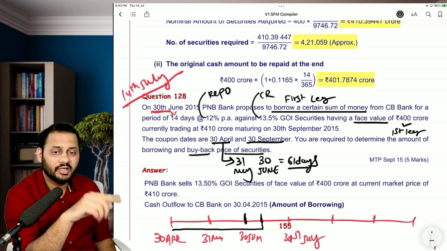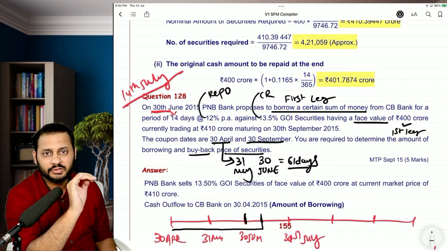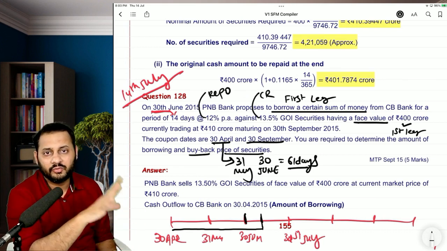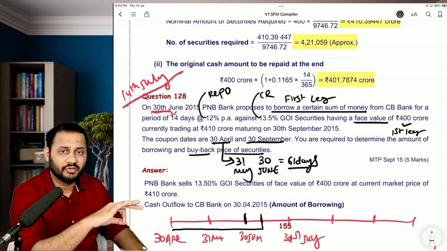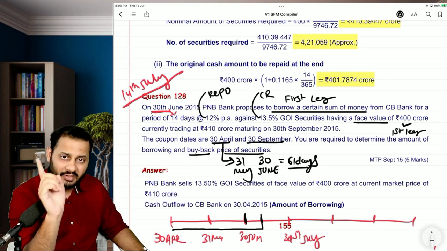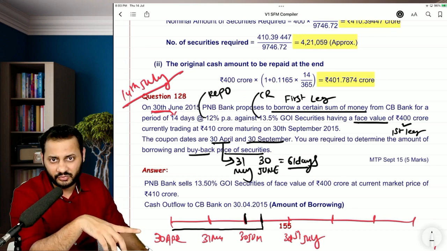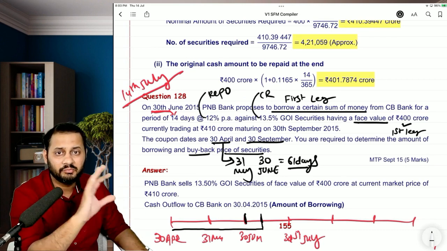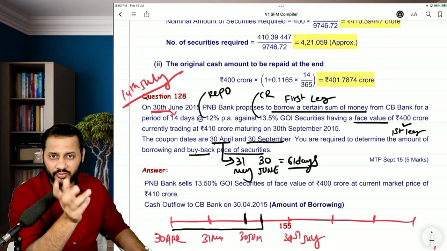So the market value of the security today will be how much? The amount that you are paying minus the accrued interest. This is going to be the buyback price of the security. This has nothing to do with the market value of the security, and nothing to do with the second leg amount. It is just for the purpose of your calculation that this is going to be the buyback price, or we can say the cost of the securities excluding the interest.